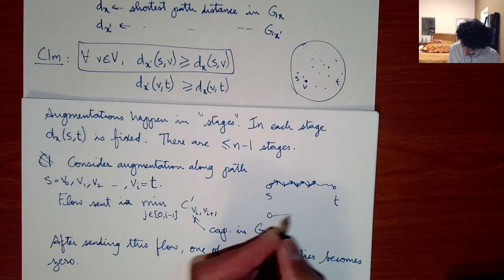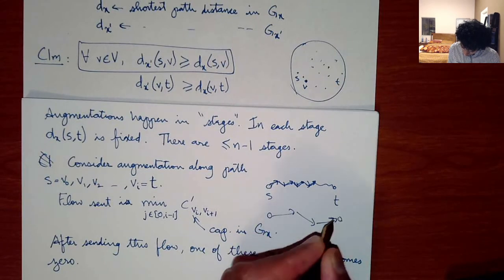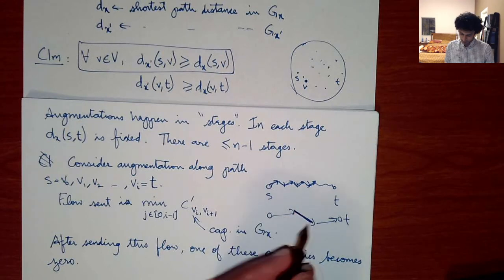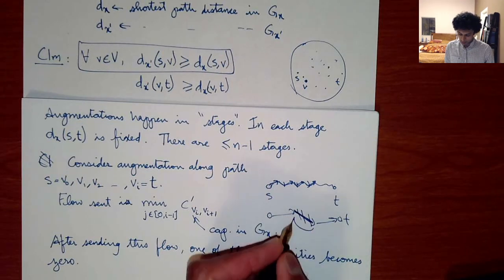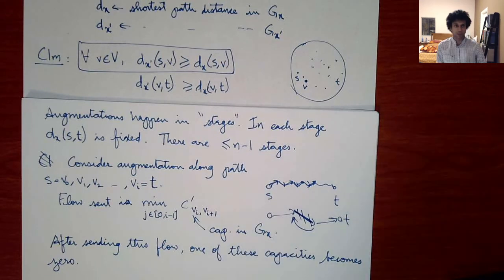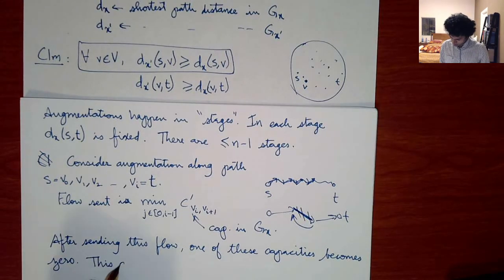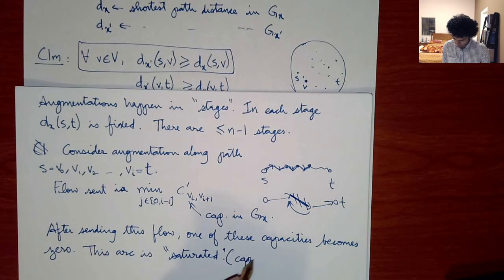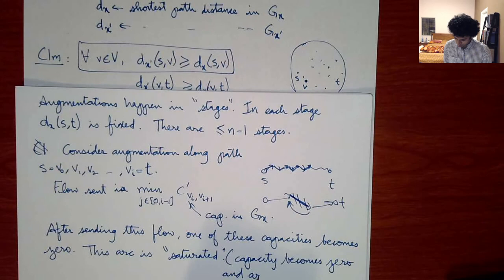So let me just draw out this picture better. Maybe this edge is the min, and so we're going to reduce its capacity. We're going to get rid of that edge and put in back edges; we put back edges everywhere, but we remove the capacity of that edge. So one of these capacities becomes 0. This arc is saturated. That's what we mean by saturated: its capacity becomes 0 and the arc is removed.